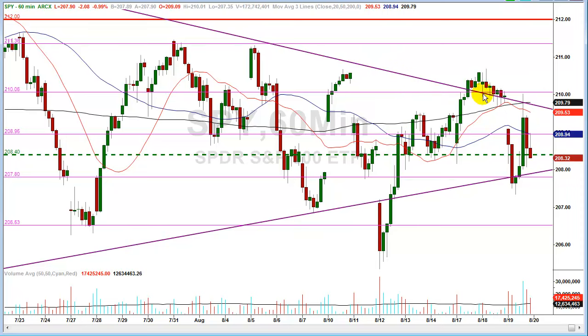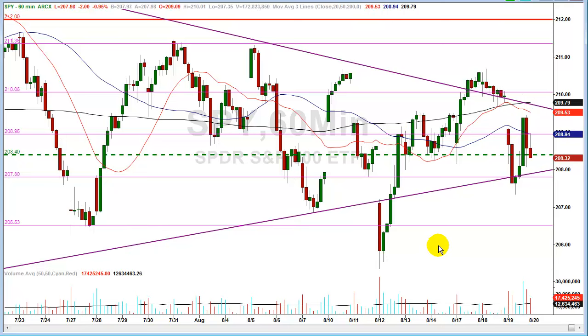Although we closed on top of the triangle, I said the fact that we couldn't close above that had me concerned, and that had my bearish antennas up, if you will, because on a light volume day, and yesterday was extremely light, you would expect the market to at least be able to close above that support level, and it couldn't do it.